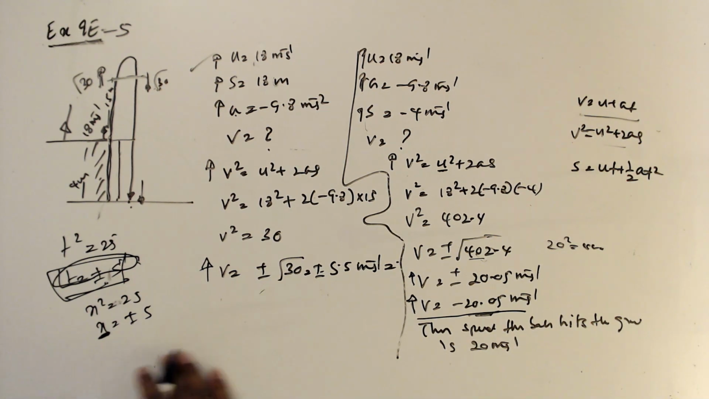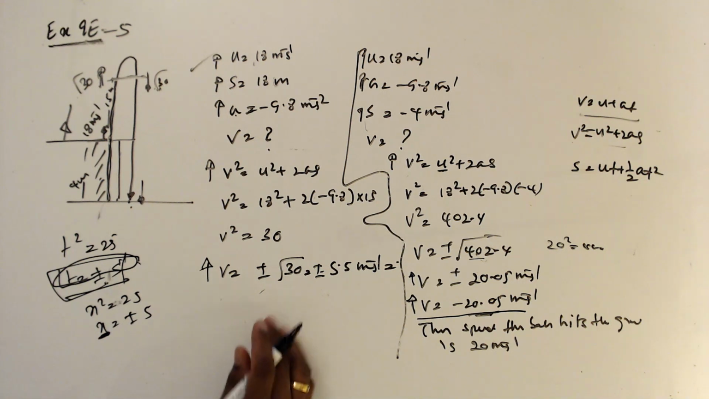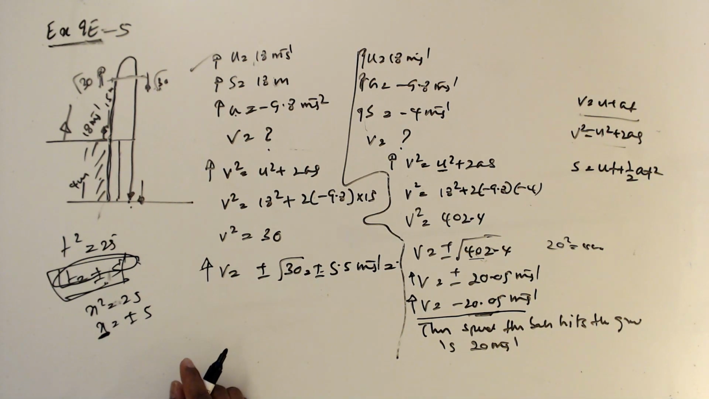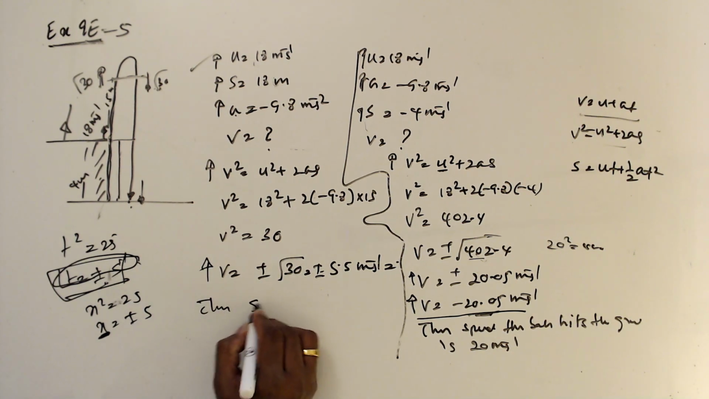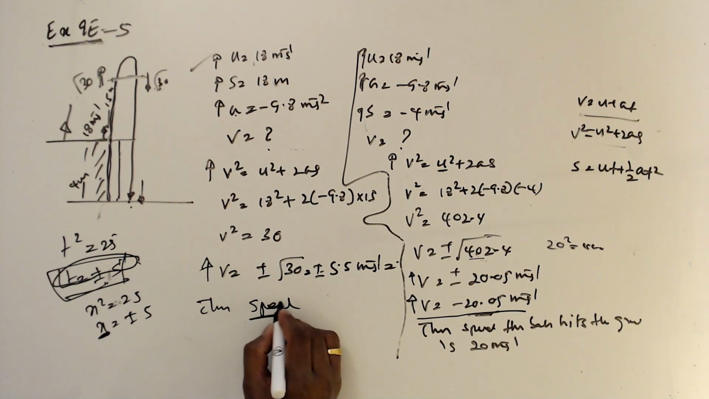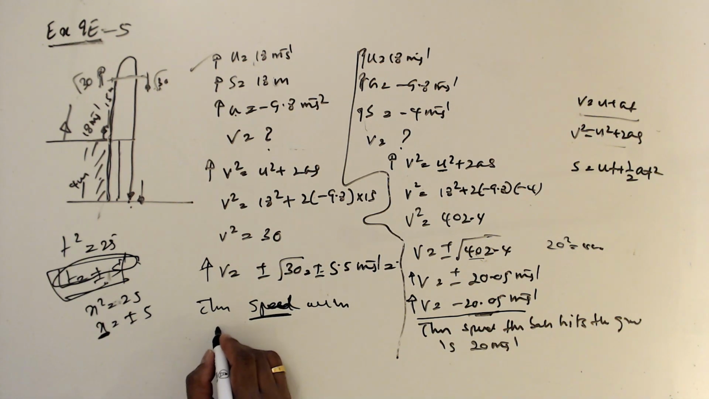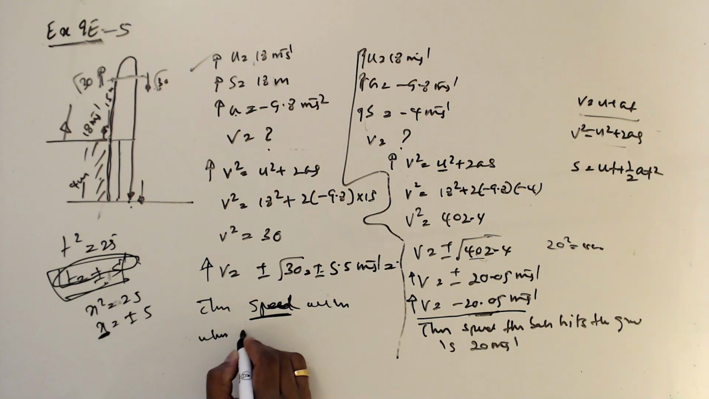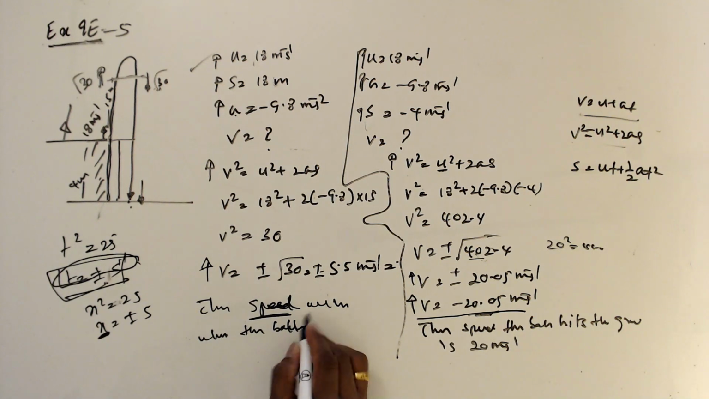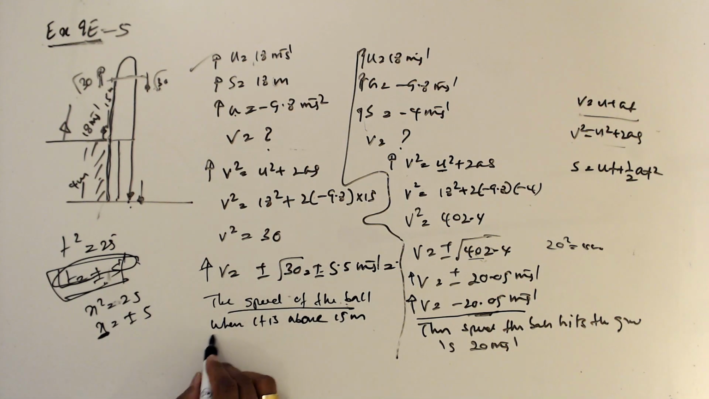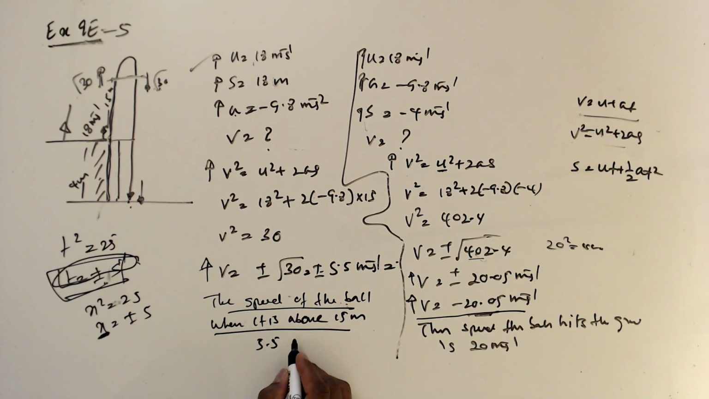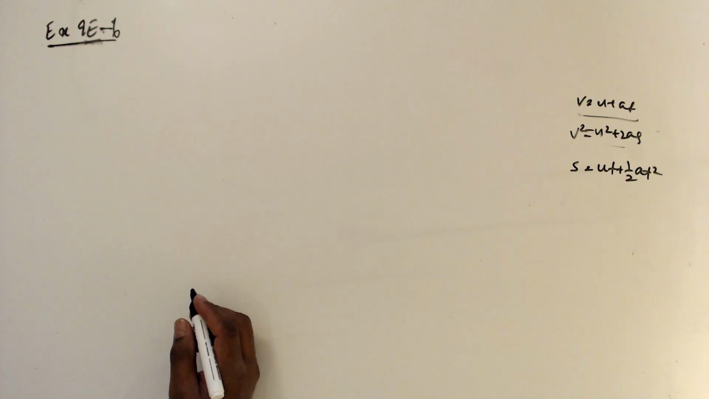Now in the question it also refers to the word speed. Speed, usually we don't need to give a direction, just the magnitude. So we want to consider those scenarios when we answer the question. Because speed is a scalar quantity, the speed of the ball when it's above 15 meters, we will give the magnitude answer 5.5.